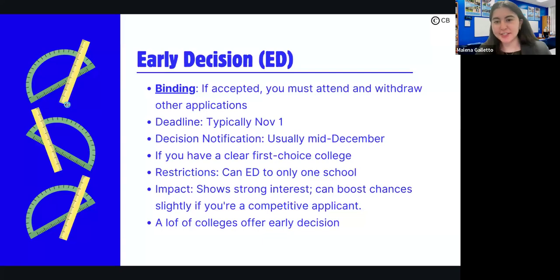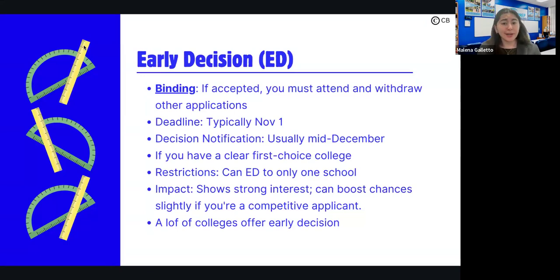Perfect. Just like Cece mentioned, we have those three rounds, and the first one we're going to talk about in the early round is early decision. And the most important thing that you understand about early decision is that it is binding. And what that means is that if you apply to school early decision and you get in, you have to go to that institution and you have to withdraw any other applications you made to other schools that you might have applied to. And for early decision, the typical deadline is going to be November 1st. It might vary from year to year and it might vary from school to school, but typically it's going to be November 1st. And the schools will typically let you know in mid-December.